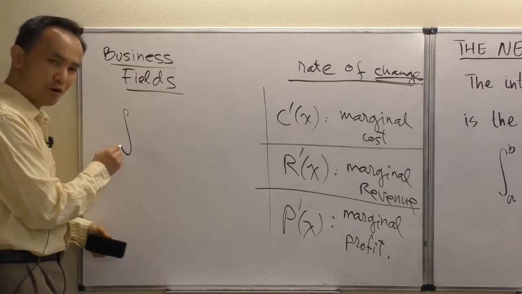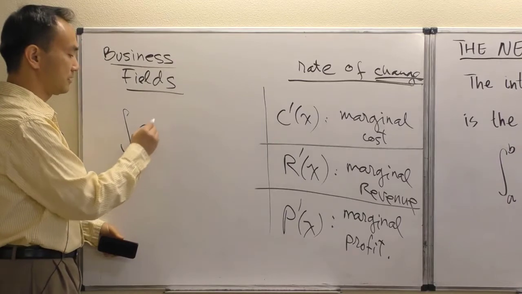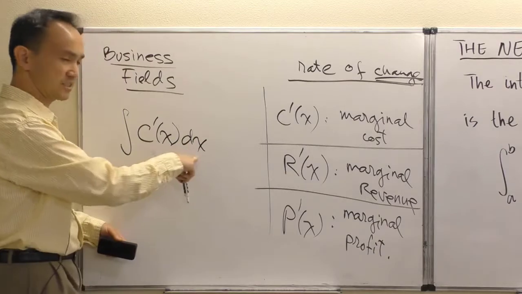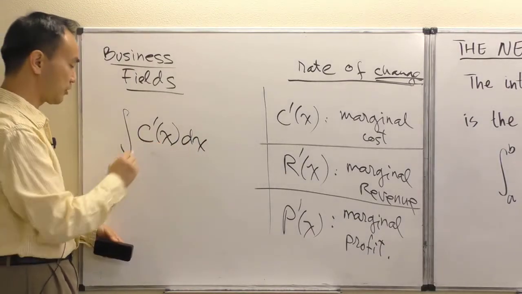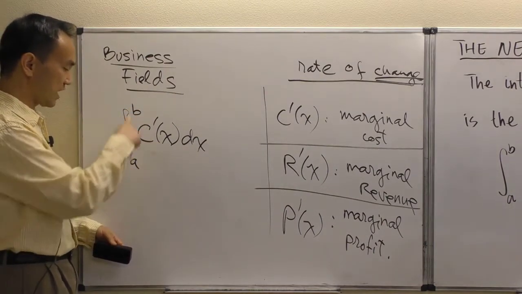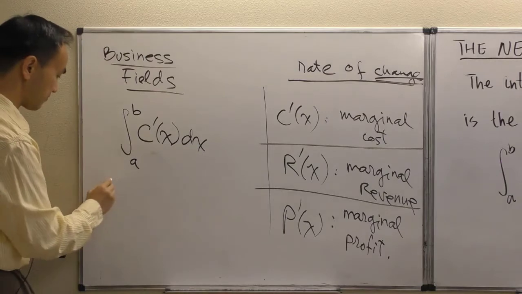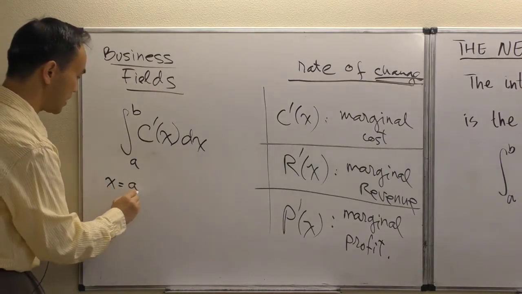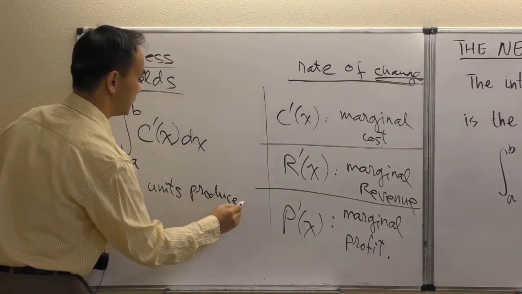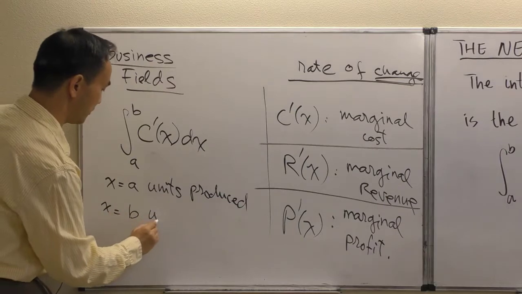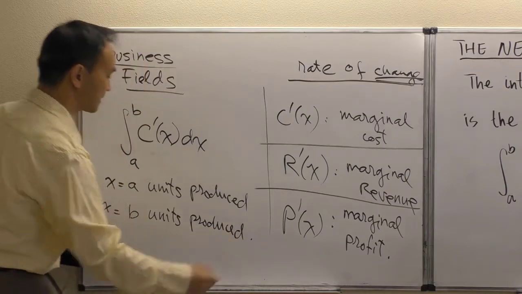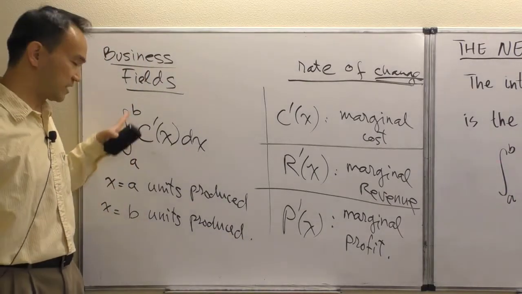If we take the integral of the rate of change of the cost function with respect to x, the number of units being sold, and take that definite integral from x equals a units produced to x equals b units produced. And of course, we always stay in that agreement that b is higher than a.